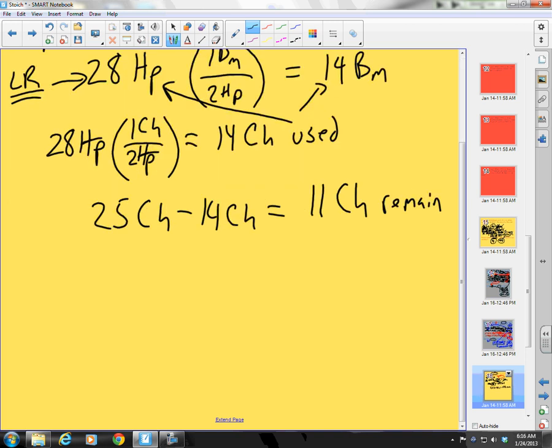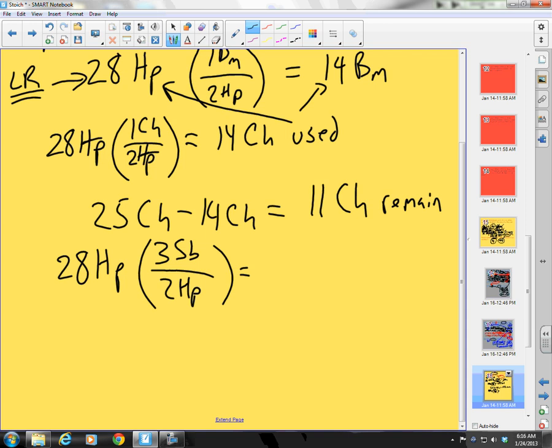What about buns, right? I have 28 hamburger patties. And how many buns? 3 slices of bread per 2 hamburger patties. So what is it? That's 14. So I get 14, right? And then I have to multiply that by 3. 3 times 14 is 42. So that's 42 slices of bread, which are used. I have 42 slices of bread used.